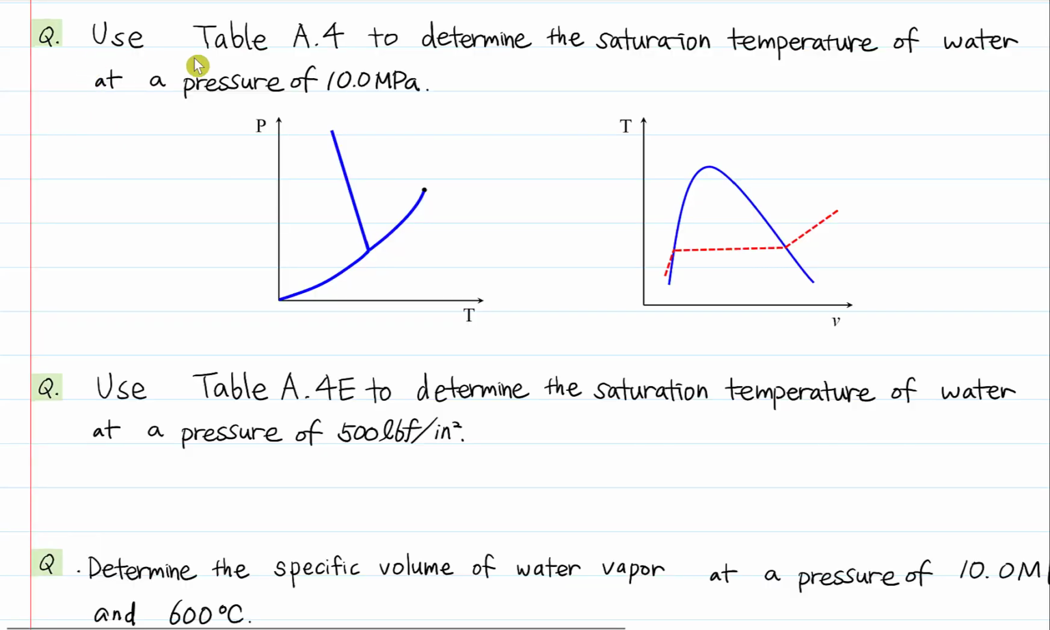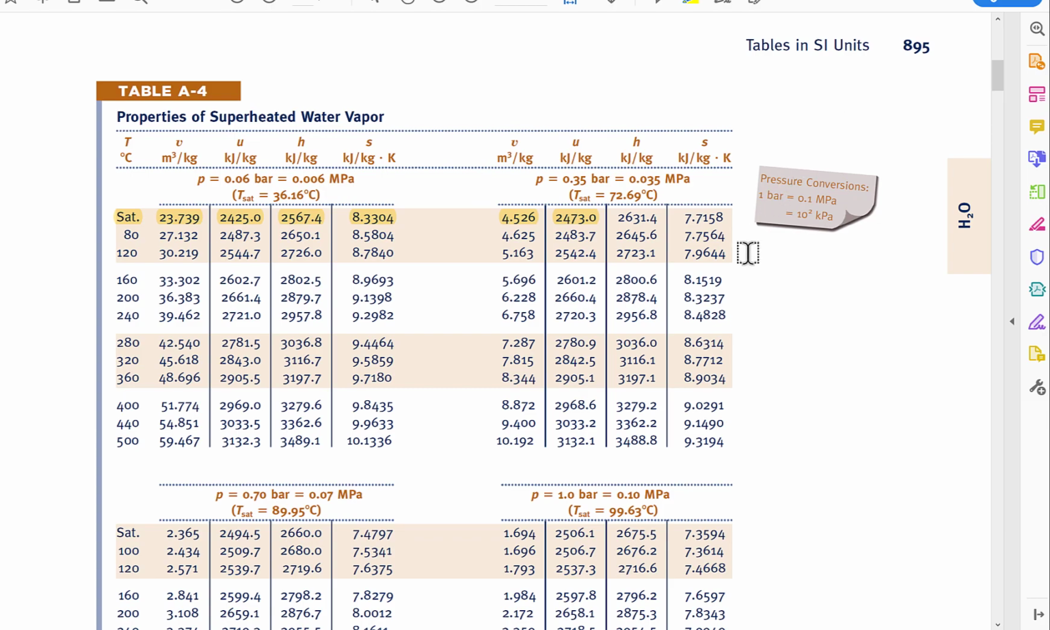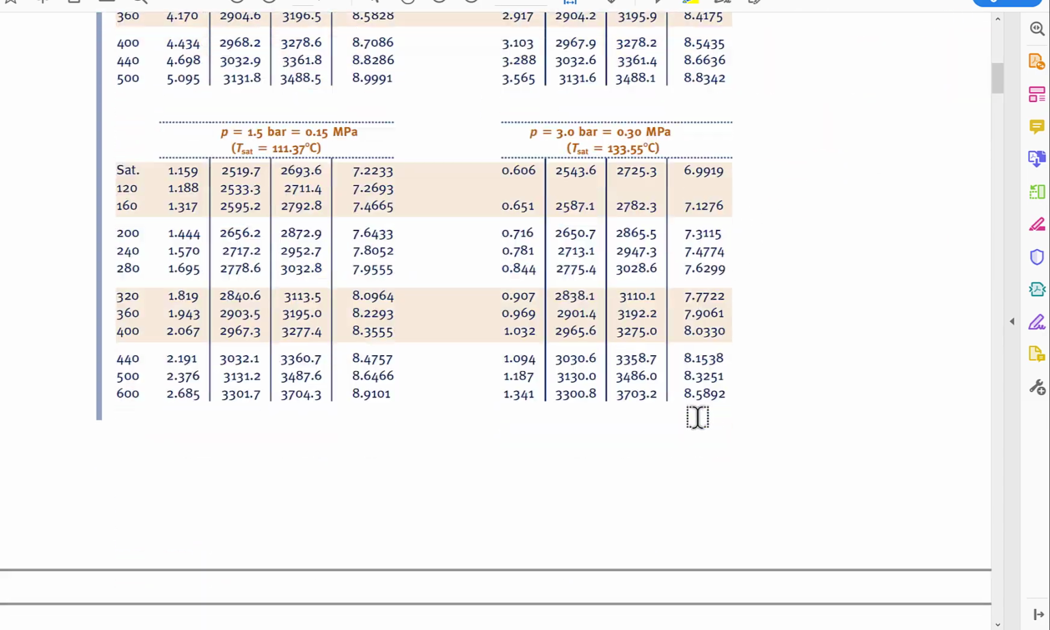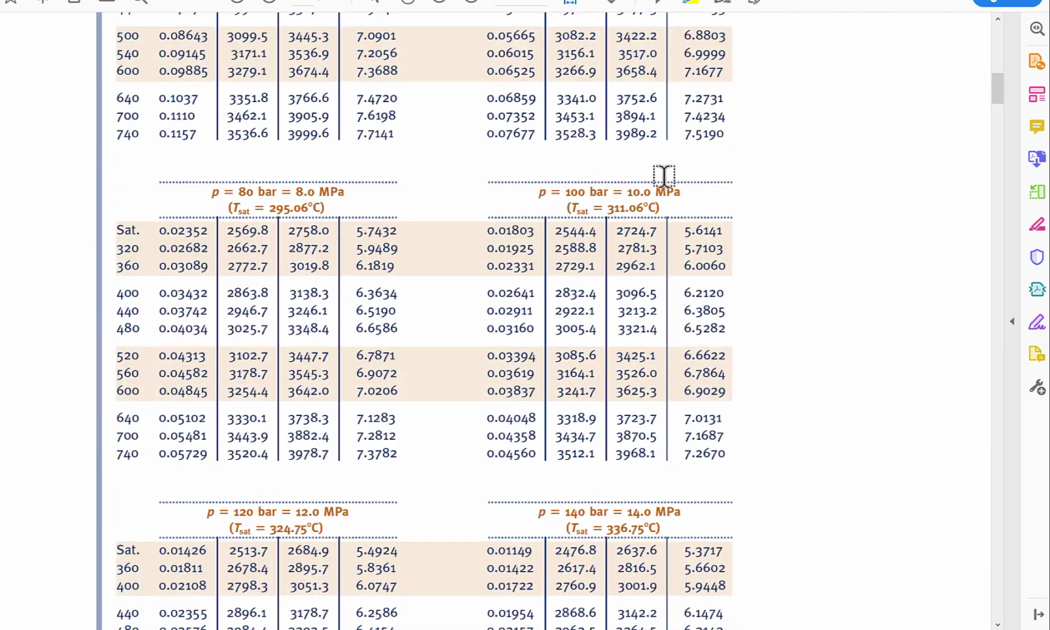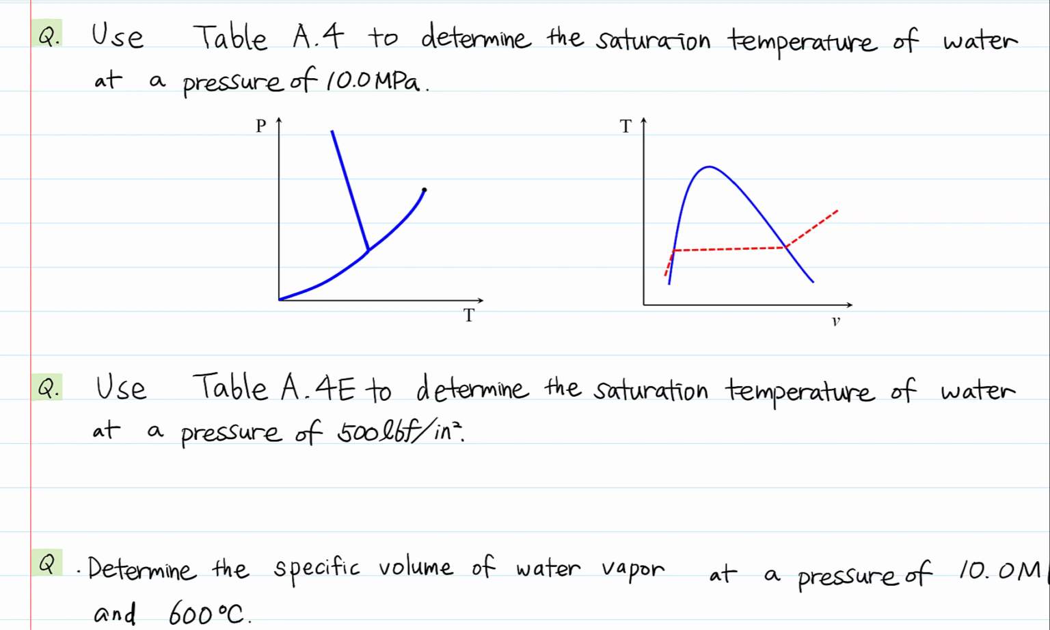The first question asks to use table 8.4 and determine the saturation temperature of water at 10 megapascal. So find the pressure 10 megapascal. So here is 10 megapascal. And the saturation temperature at 10 megapascal is 311.06 degrees Celsius. So this is the saturation temperature. Let's see where the state is located in the property diagram.